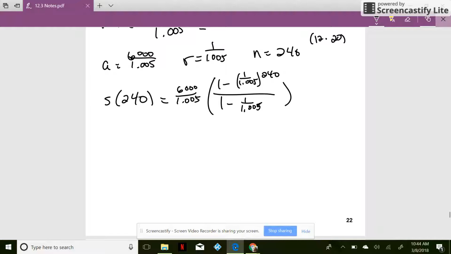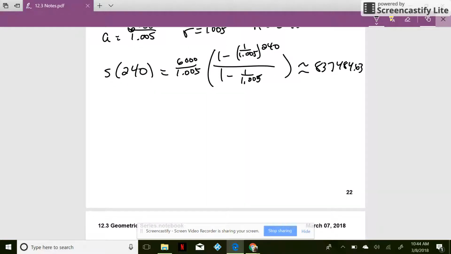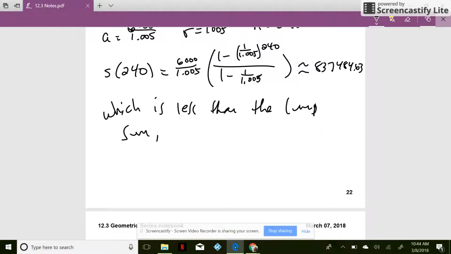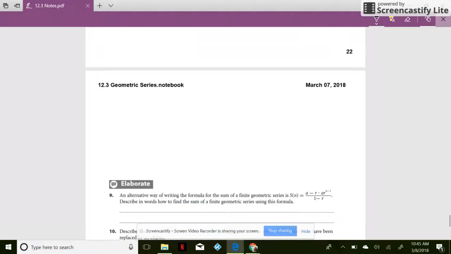Plugging this into your calculator, this should get you about 837,484.63. So this value is obviously less than the lump sum. So best to take the lump sum. And if you're getting 6% interest on $1 million, you're in good shape. Let's just put it that way.